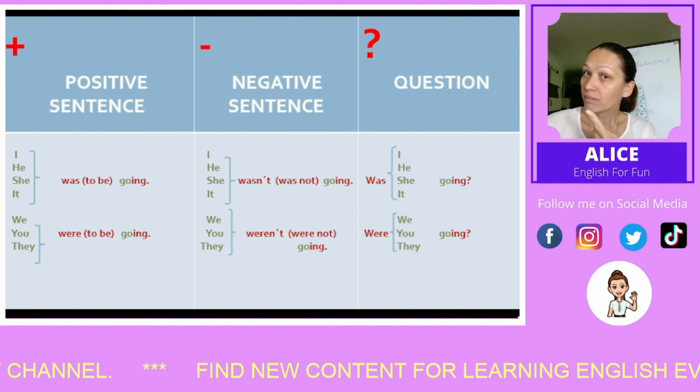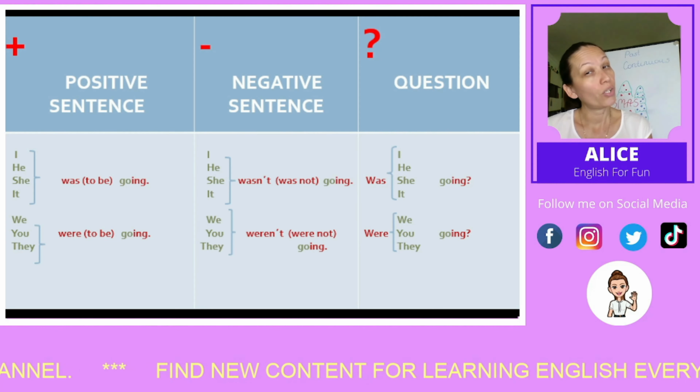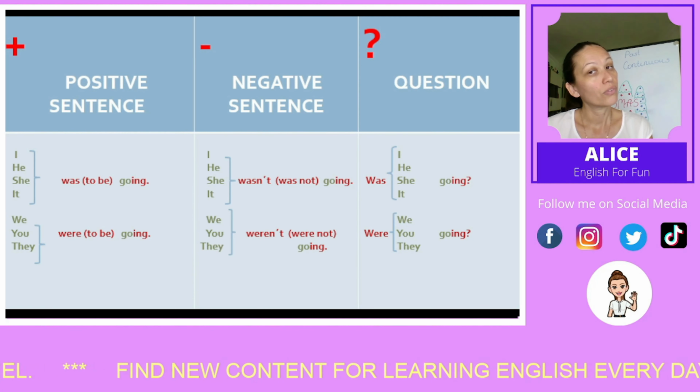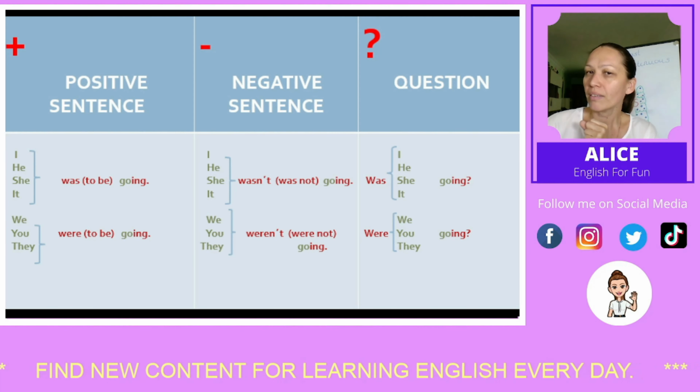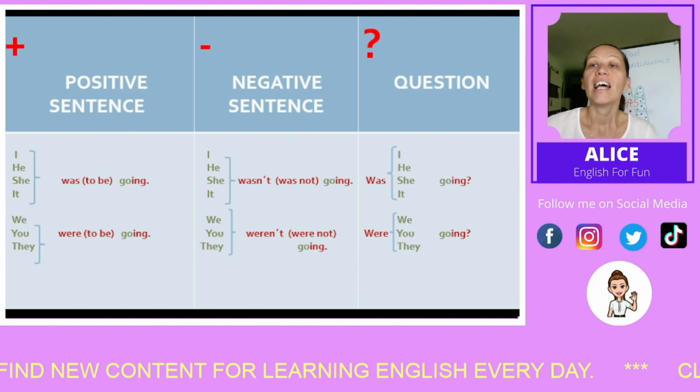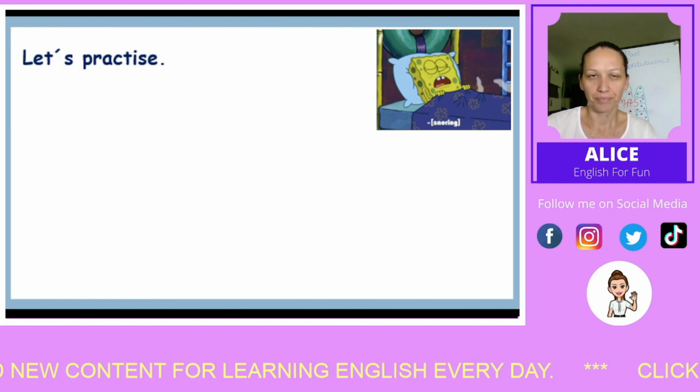Where are we going? Where are you going? Where are they going? Excellent. Let's have some practice.